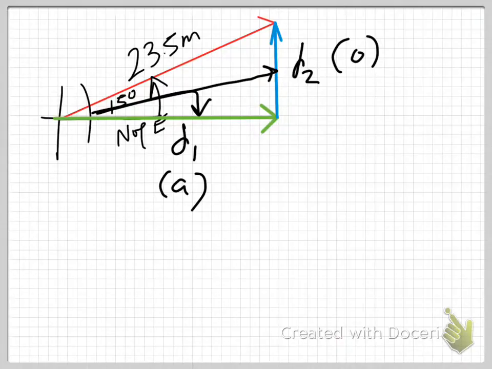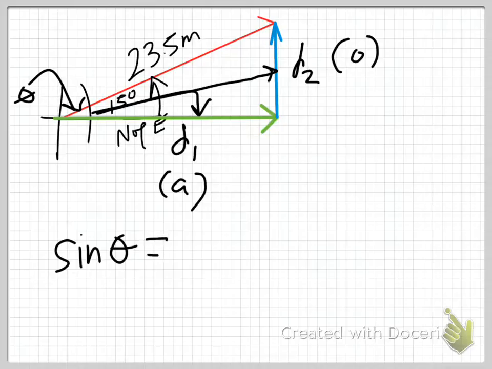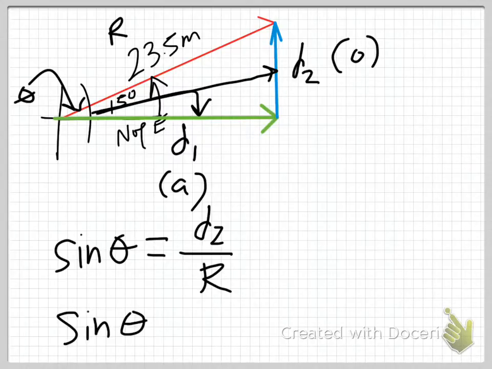Sine and cosine. So we'll start off with opposite, which is our D2, and we know that the sine of theta, that's our theta in there, is equal to opposite, D2, over the resultant. So to solve for D2, it's pretty easy because the sine of theta times the resultant is going to equal D2.